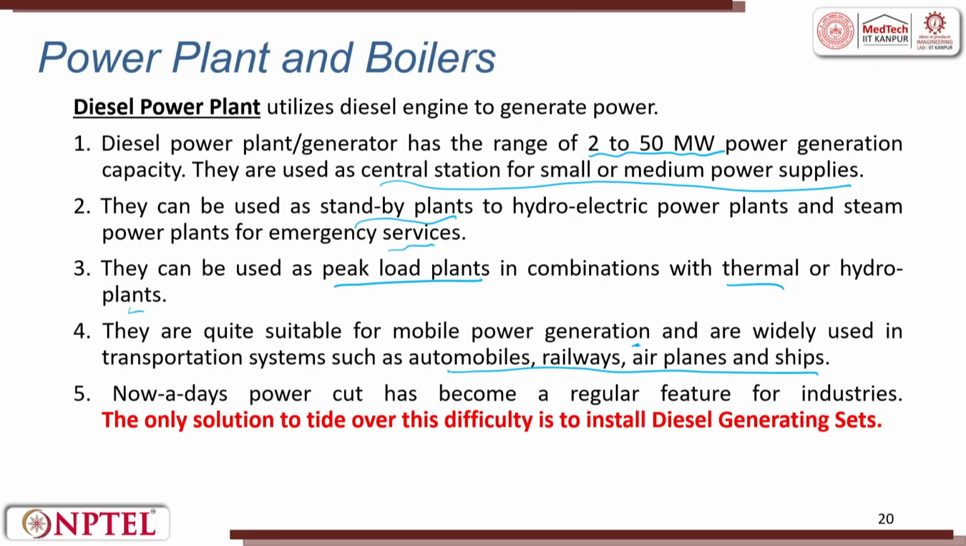There, diesel is used. Again, the power generation is very low, 2 to 50 megawatt, and when you talk about mobile towers, it will not be even so much. Nowadays, power cut has become a regular feature for industry. The only solution to tide over this difficulty is to install a DG.